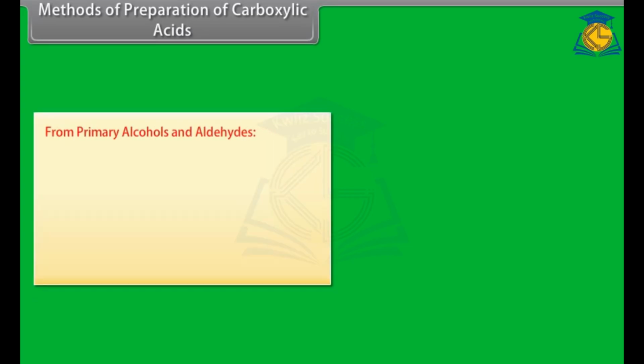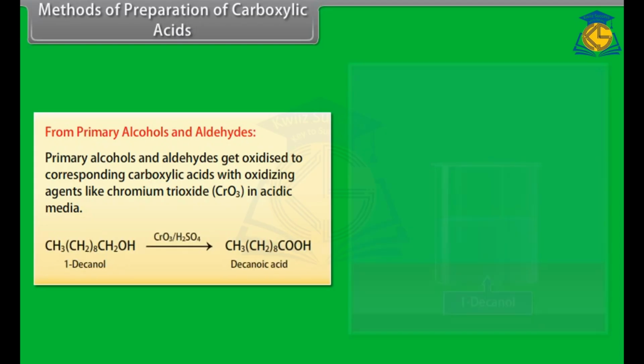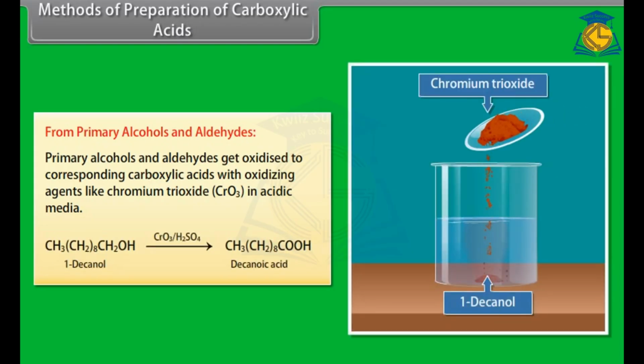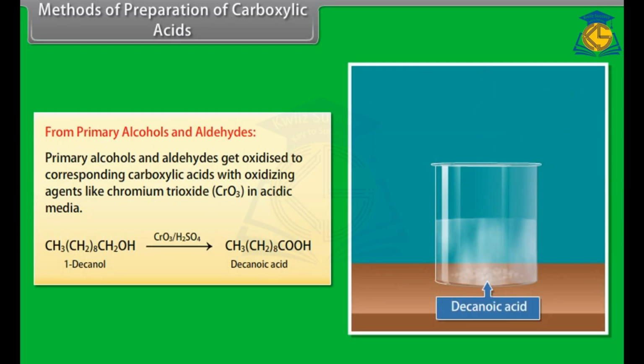From primary alcohols and aldehydes. Primary alcohols and aldehydes get oxidized to corresponding carboxylic acids with oxidizing agents like chromium trioxide in acidic media. 1-decanol reacts with chromium trioxide in acidic medium and forms decanoic acid.